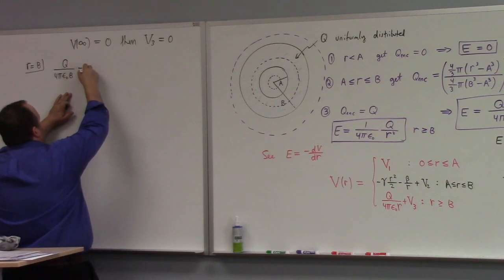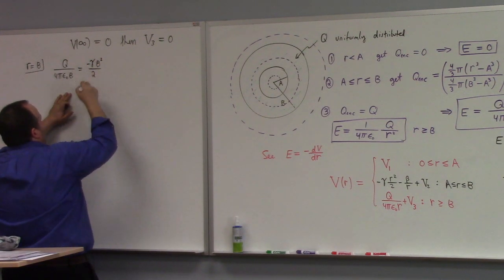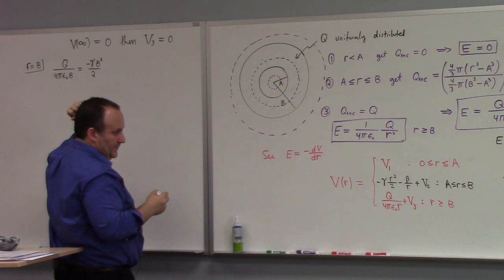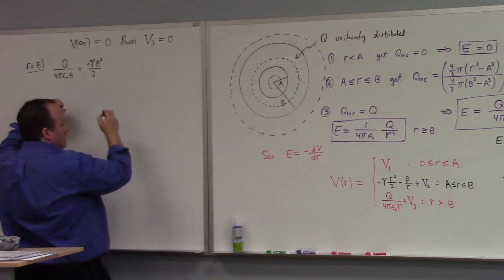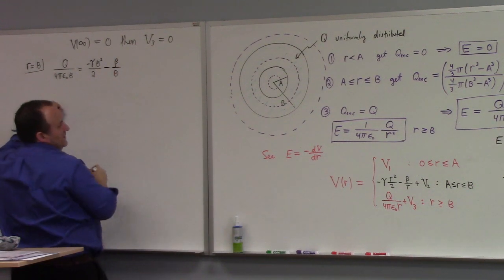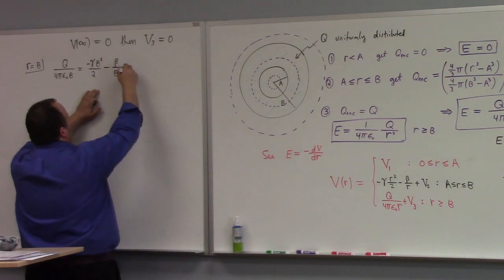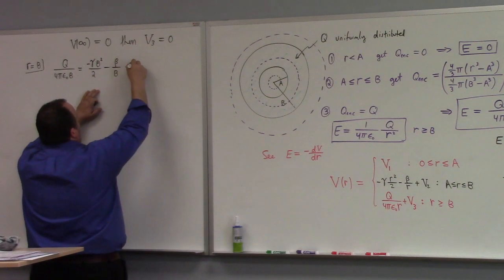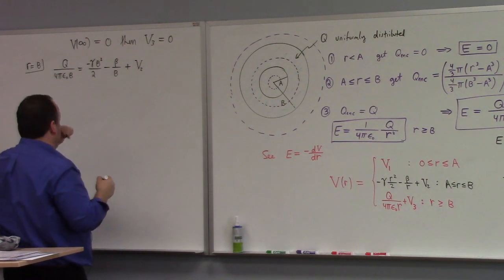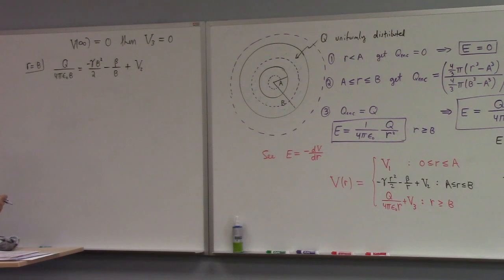I'll use my gammas and stuff for a second here. So minus gamma B squared divided by 2, minus beta over B, plus the constant V2 we're trying to figure out right now, because we're trying to figure out what constant we have to add in case 2 to make it continuously match case 3.